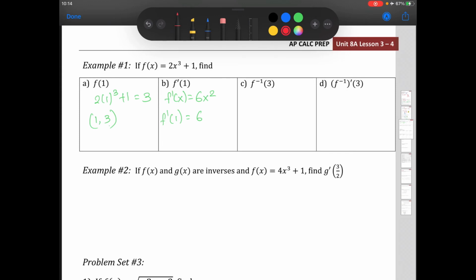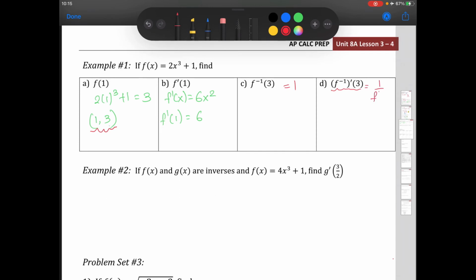C, it says f inverse of 3. This is where I want you to pay attention, right? My original point was 1 comma 3. So if I do the inverse of 3, wouldn't it be just 1? I don't have to even find my inverse. I can just switch them, right? So now I want to do the f inverse prime of 3.